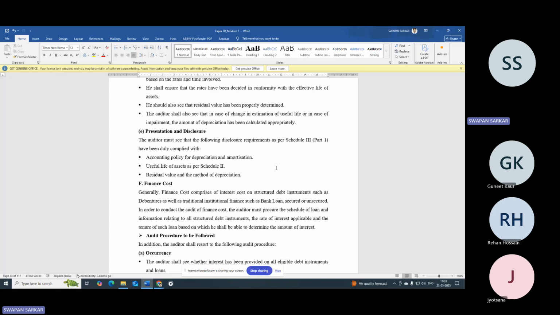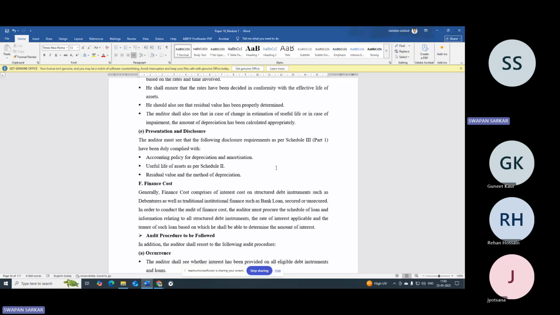Sorry for the interruption. Now, the next item of the income and expenditure, or the yield statement, that we are going to discuss is finance cost. Generally, finance cost comprises interest on structured debt instruments such as debentures, as well as traditional institutional finance such as bank loans, secured and unsecured.